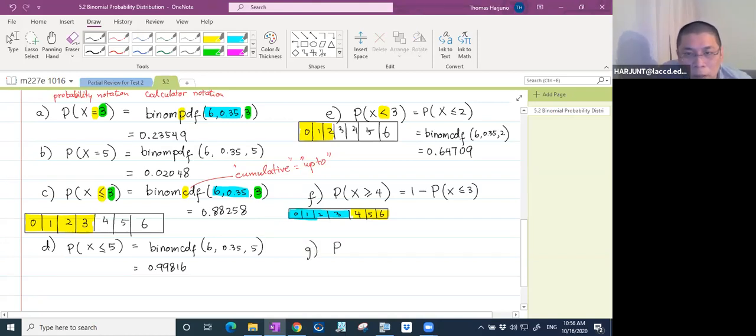Now let me try to ask you this. Find the probability. Oh, you know what? I'm not done yet. This is 1 minus binomcdf 0.354, which we happen to have computed already in part C at 0.88258. That's 0.11742.